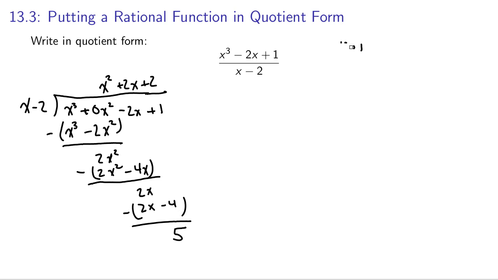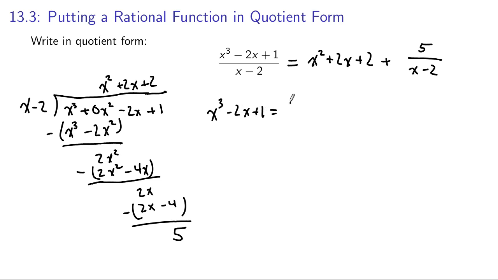So to put it in quotient form, we could either leave this here. So let's again do an example of both ways. So we could say this division equals x squared plus 2x plus 2 plus 5 over x minus 2. That's our remainder. Or we could write it this way: x cubed minus 2x plus 1 equals x squared plus 2x plus 2 times x minus 2 plus 5.